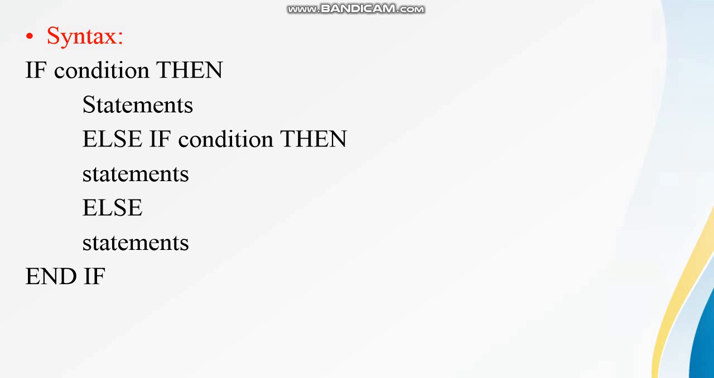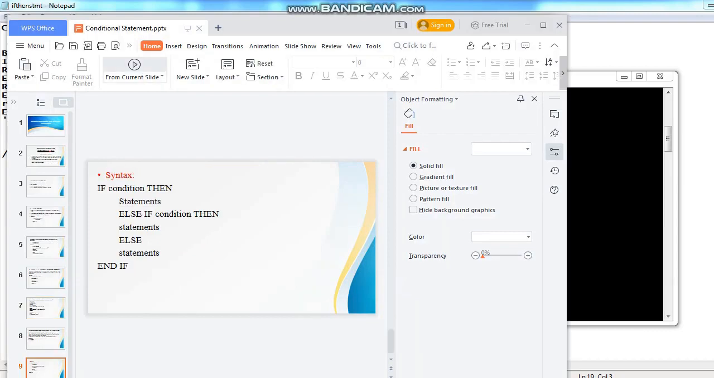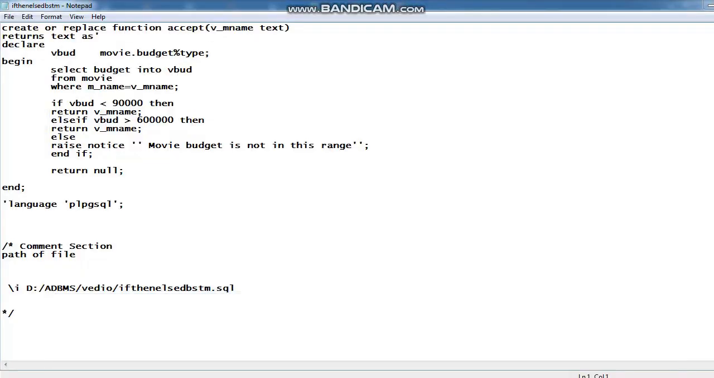Okay, if the condition is true, then execute the statement, else check another condition, that is else if condition is true, then execute the statement. If both the conditions are false, then obviously it is going to execute the else statement, right? So I will execute this particular example. Let's see the if then else if example. So here you can see I am making use of the same table, that is movie.